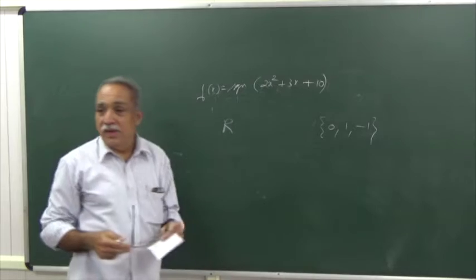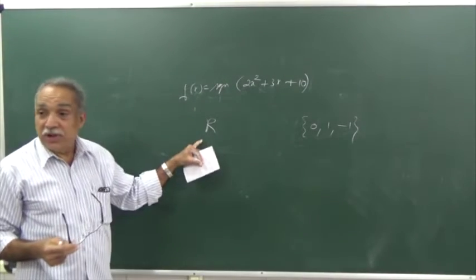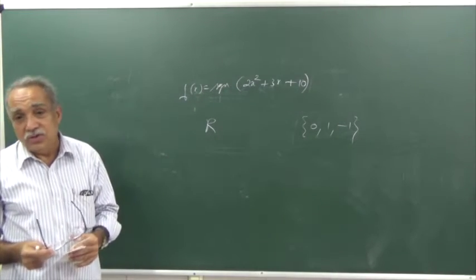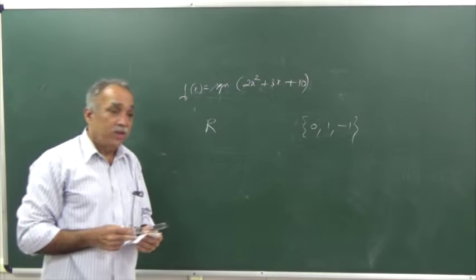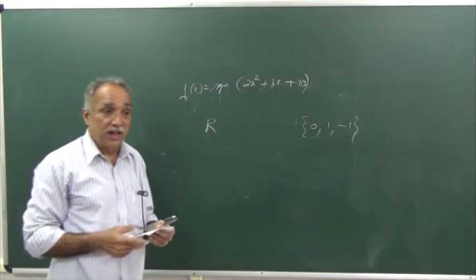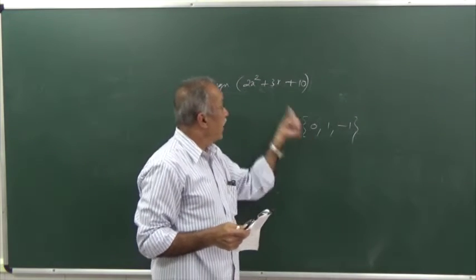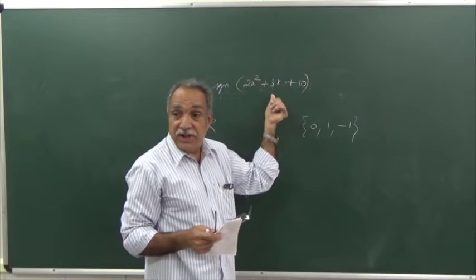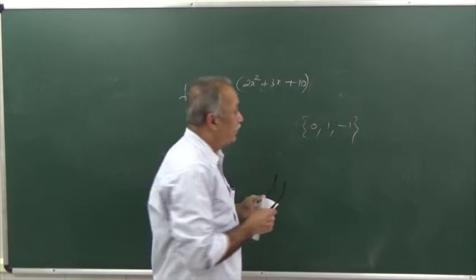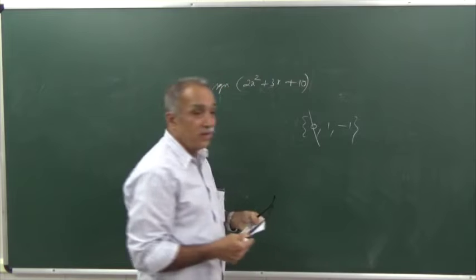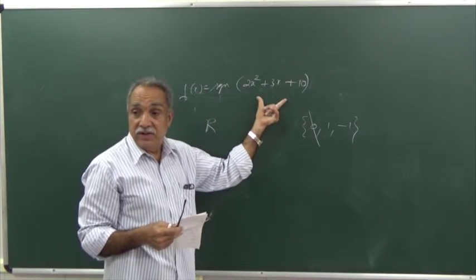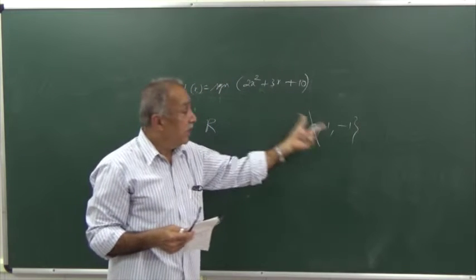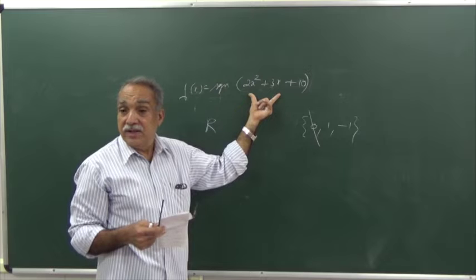Now, is there any change in the domain of the function? No. Even now, the domain remains the set of all real numbers. What about the range? Can the function value be 0? No, because the discriminant is negative now. Can the function value be 1? Yes.